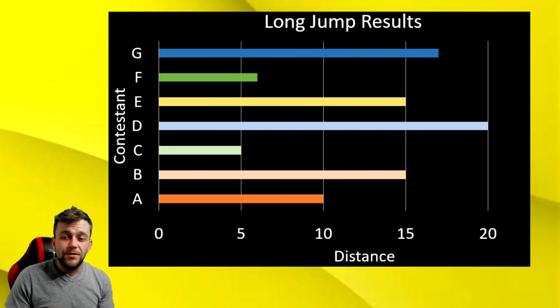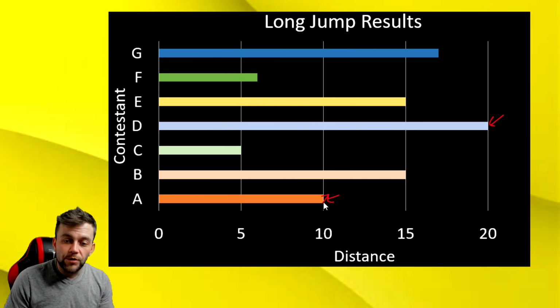Alright, so the contestant that jumped exactly half as far as the contestant winner, well, here is the winner right here. They jumped the farthest out of everybody. And the person that jumped exactly half as far as them is this person, contestant A. So we'll put a circle, or you know what? They get a star. We'll put a star on contestant A's bar graph.